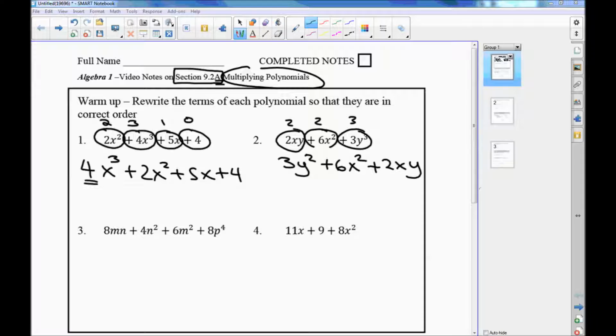All right, so this is a trinomial because it has 3 terms. Its degree, this was 3x cubed, is 3. Or 3y cubed, and the leading coefficient is 3. All right. Number 3, go through this one.